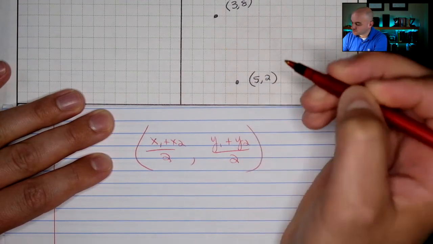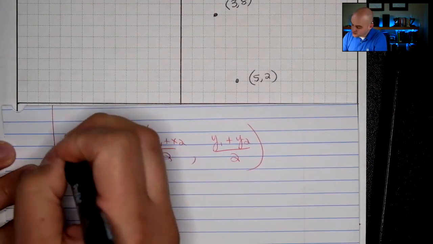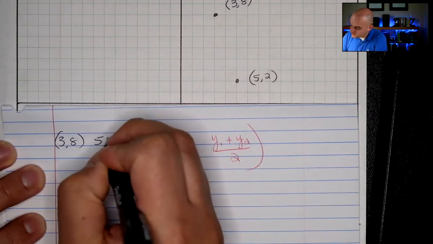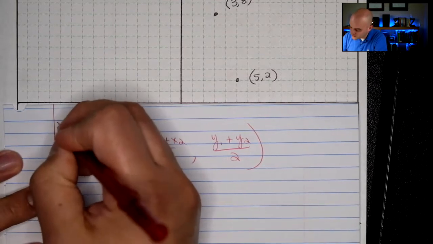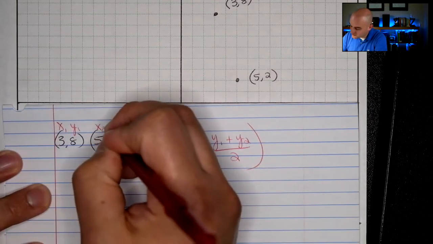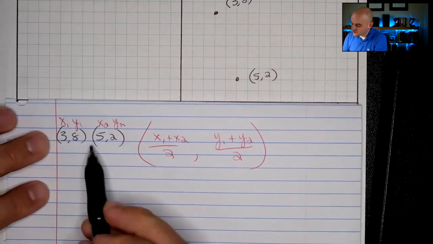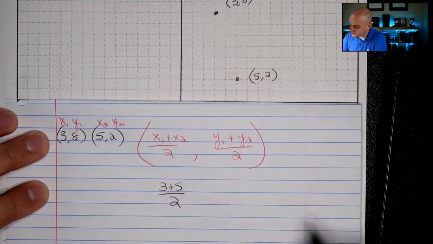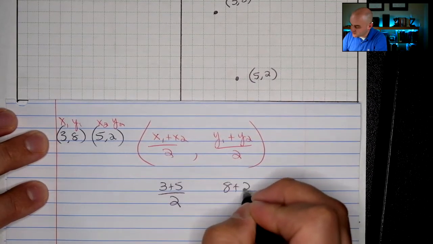So if you want to do that, once again, write out your points, (3, 8) and (5, 2), and label them. So you're going to label them x1, y1, and x2, y2, and then substitute them in the formula. So my x's are 3 and 5, so 3 plus 5 over 2. And my y's are 8 and 2, so 8 plus 2 over 2.